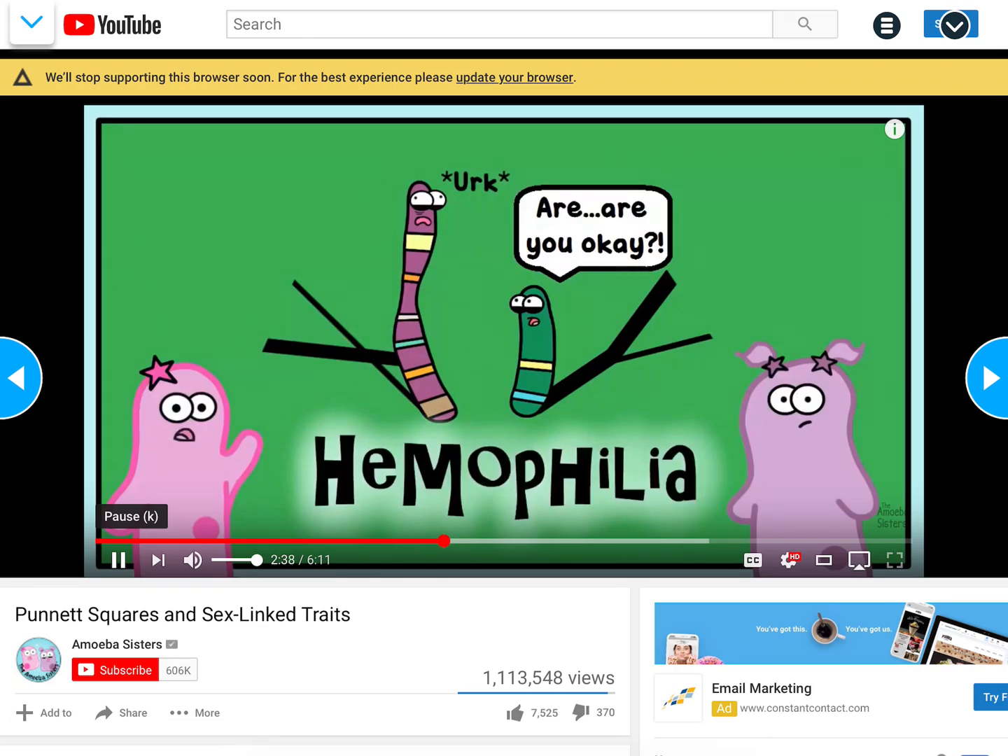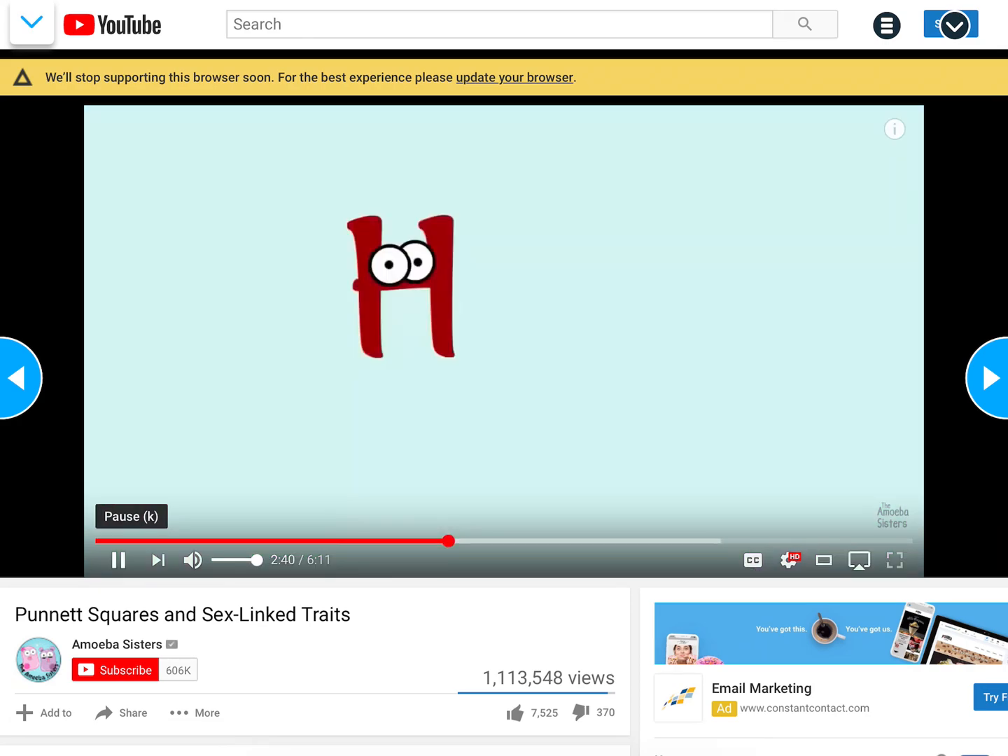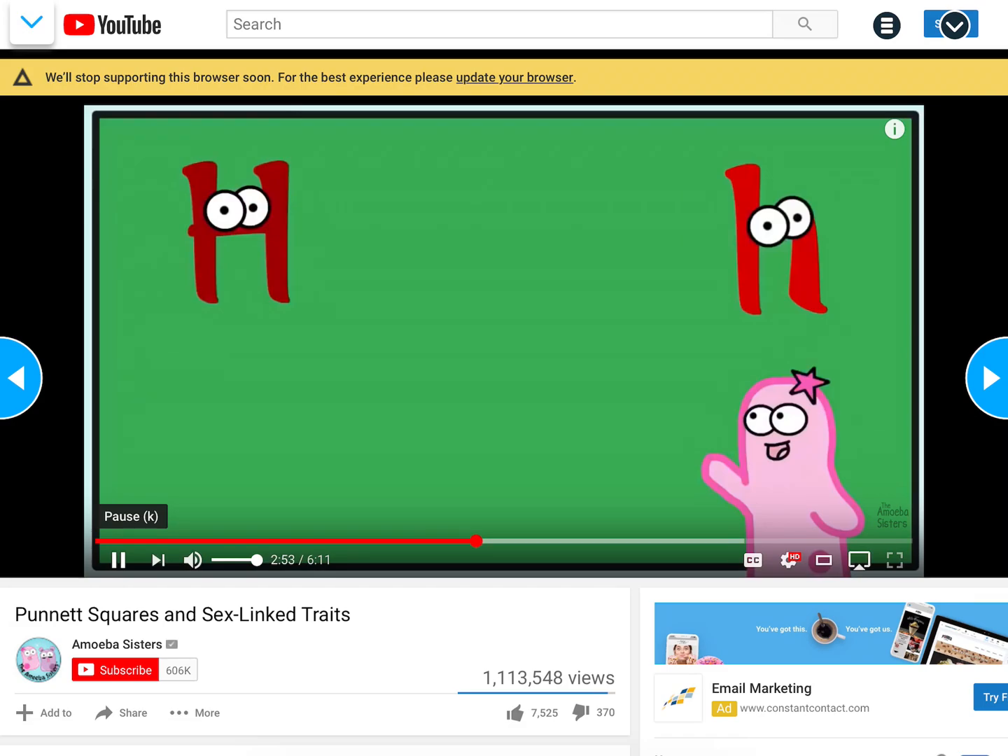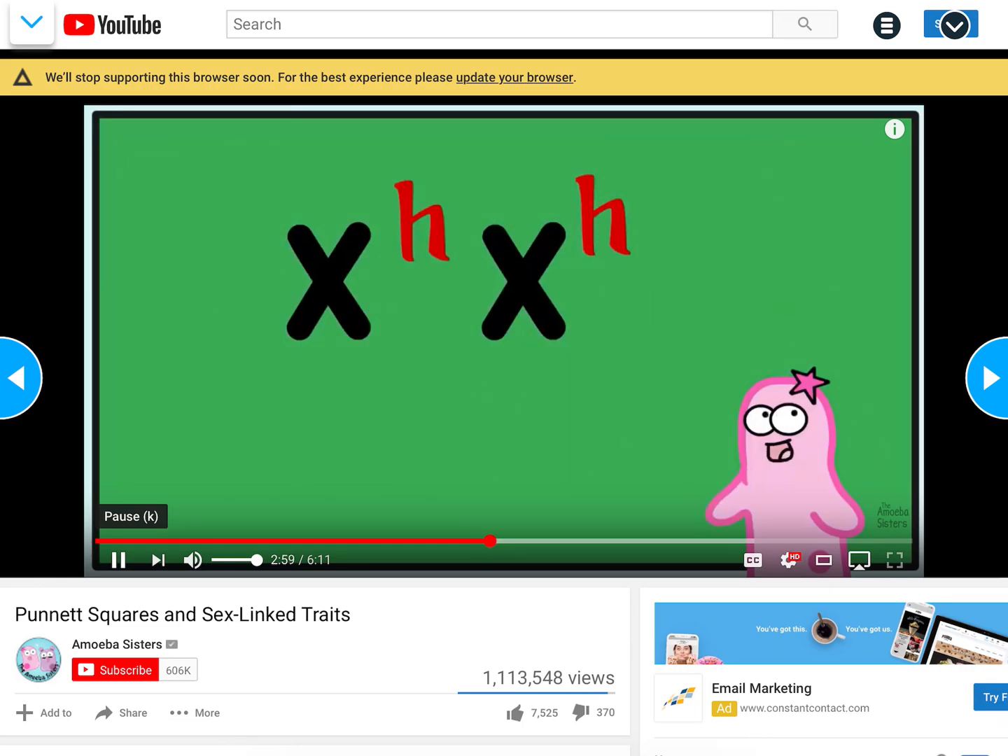The disorder hemophilia is like this. Now we will use the letter capital H to represent an allele for having normal blood clotting function, and a lowercase h to represent an allele for having hemophilia. Hemophilia is a sex-linked recessive disorder, which is why it's being represented by a lowercase letter h. Only it must be placed on the sex chromosome as a superscript, like an exponent.